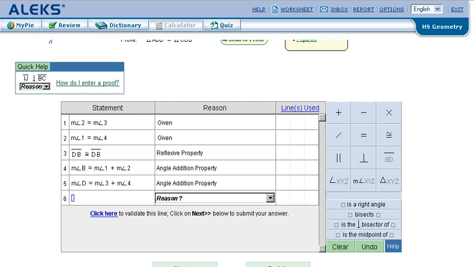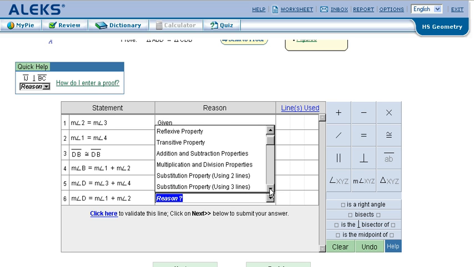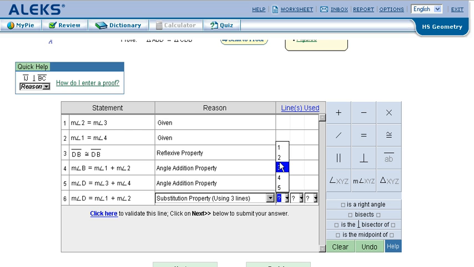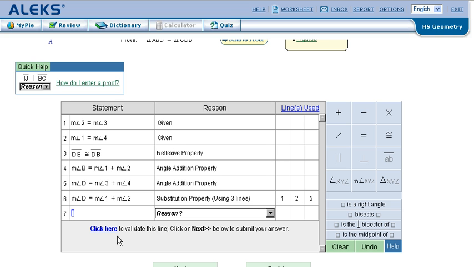Knowing this, look very carefully, we can substitute right here the measure of angle 1 with 4 and 2 with 3. So in the next line right here, the measure of angle D also equals the measure of angle 1 plus the measure of angle 2, and that's going to be because of substitution using 3 lines. And the 3 lines we used were lines 1 and line 2, and then we substituted into line 5. That gives us our second angle, angle, side, angle. So now we can say the triangles are congruent.